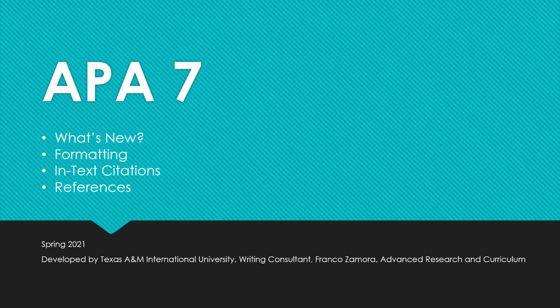We're going to take a look at what are some of the changes between this APA 7 manual and the previous APA 6 version. We're also looking at formatting of APA documents, in-text citations, and the reference page. This presentation was developed by our writing consultant, Franco Zamora, here at the Advanced Research and Curriculum office.